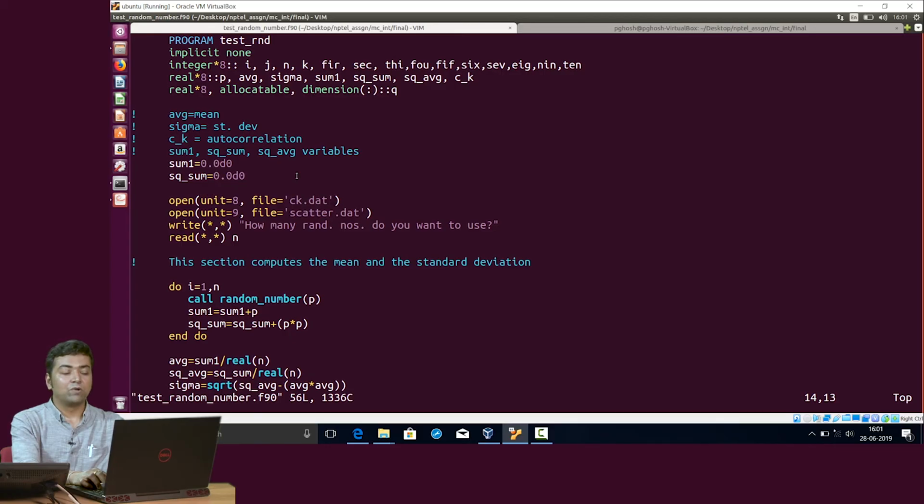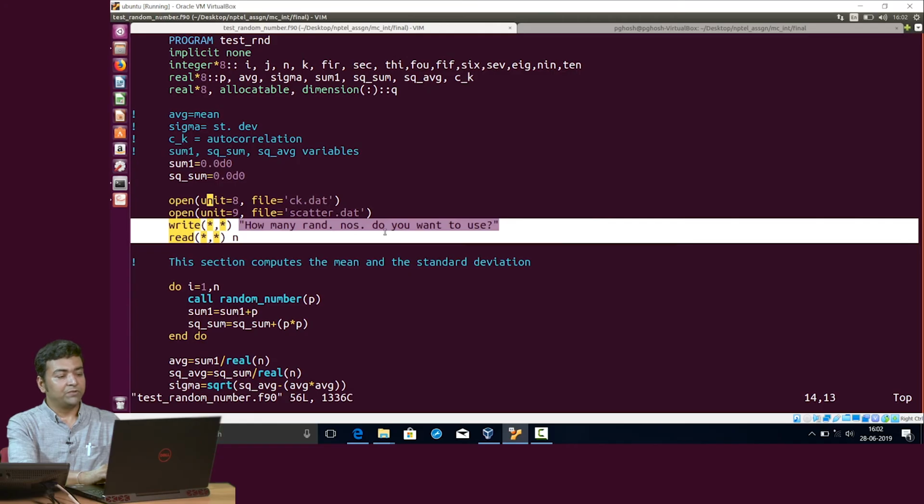One file will store my correlation coefficient, which we have defined already in the lecture as a function of k, and in the other one I will store x1 and x2. Basically, I am going to store the data for the scatter plot. Then in this part I am asking the user to tell me how many random numbers I want to use, and then I read that number.